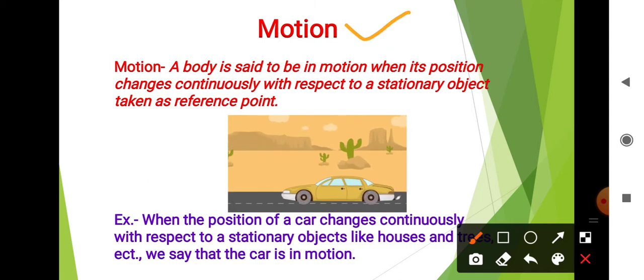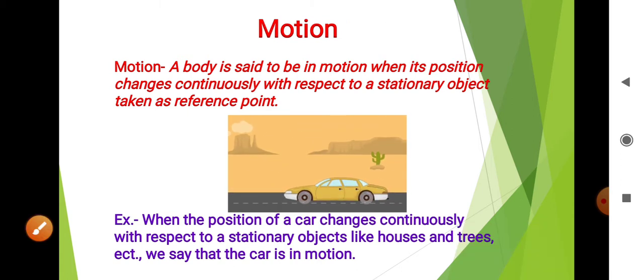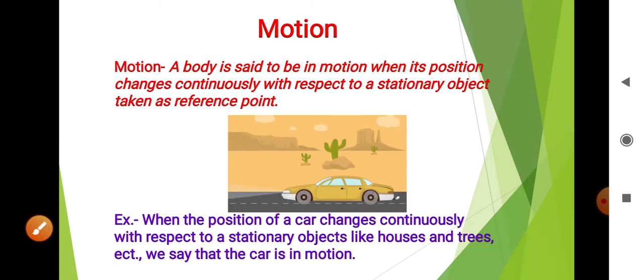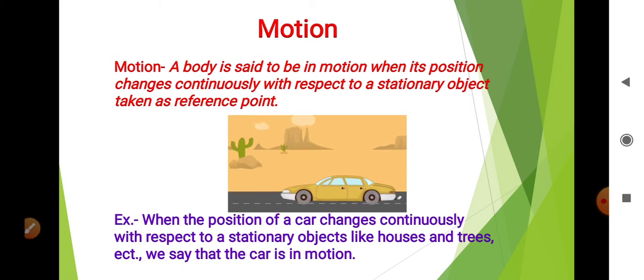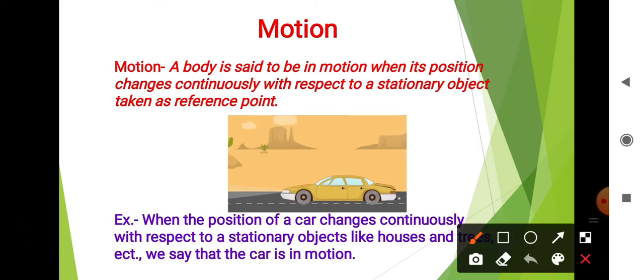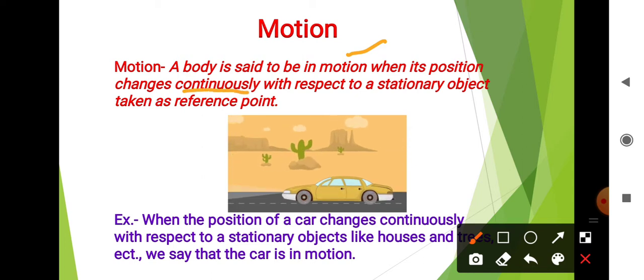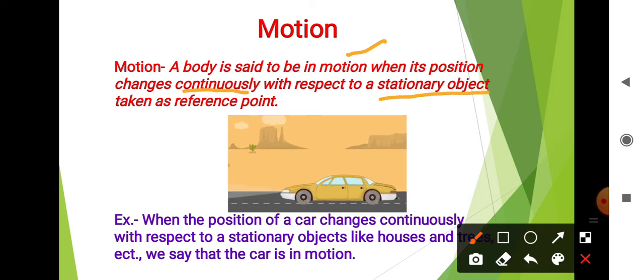So first of all we must know what is motion. As we discussed in our class, a body is said to be in motion when its position changes continuously with respect to a stationary object taken as a reference point. Now, what does it mean? It means that an object is said to be in motion if its position changes continuously with respect to a stationary object. Now, what is a stationary object?